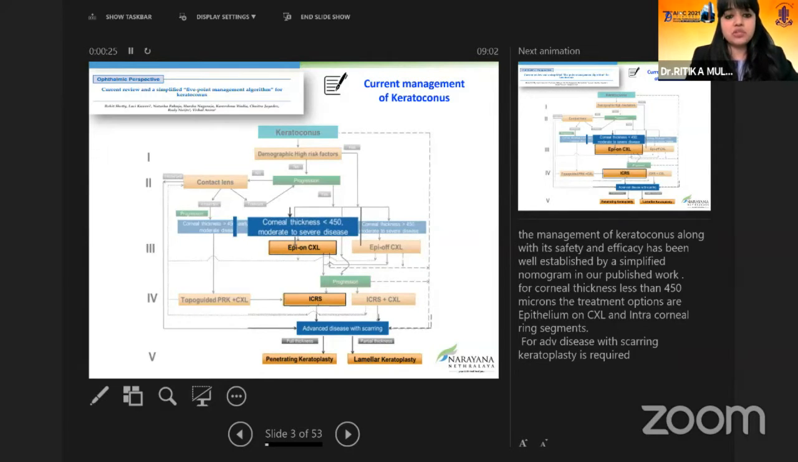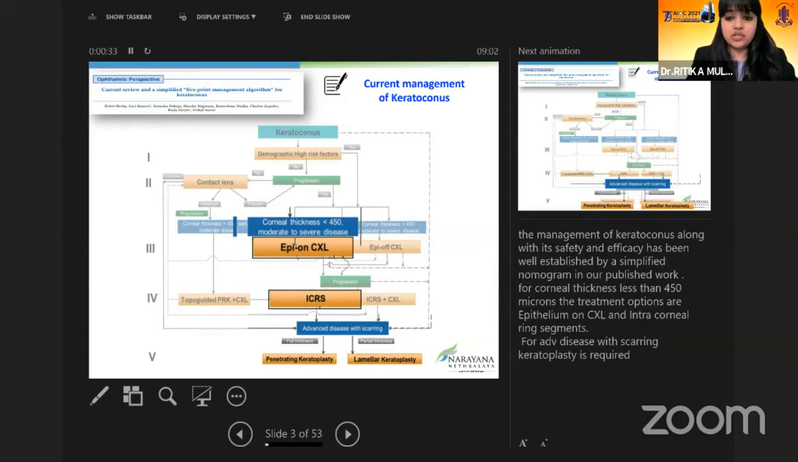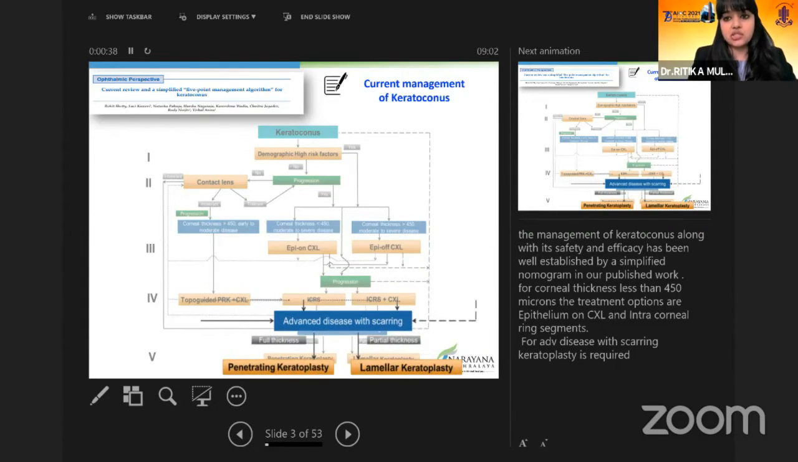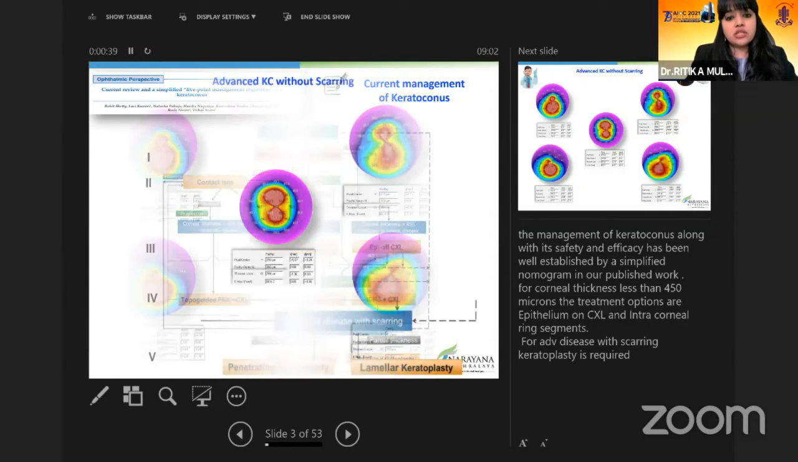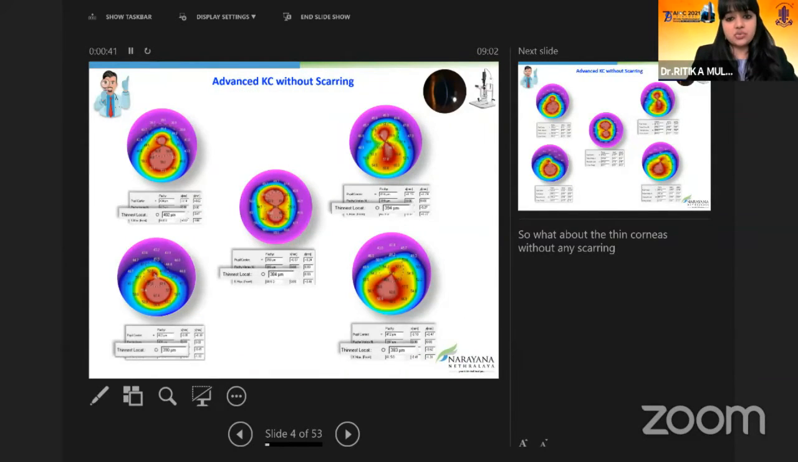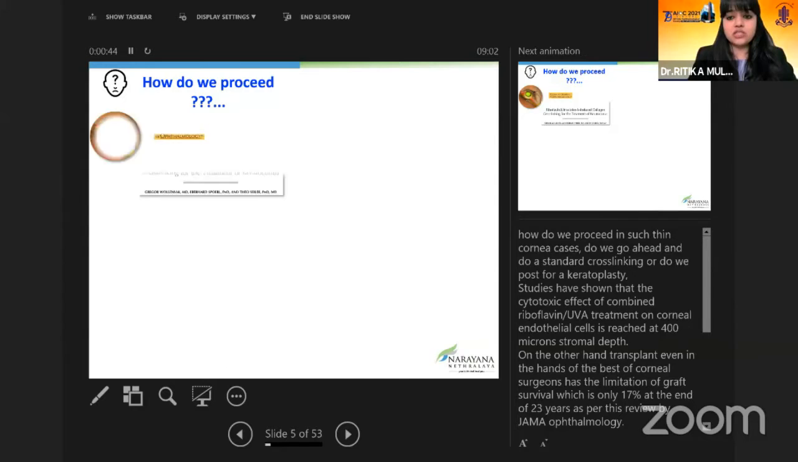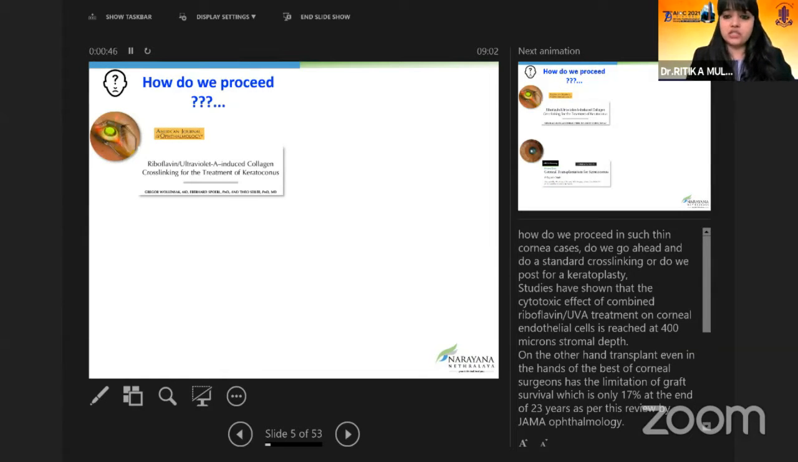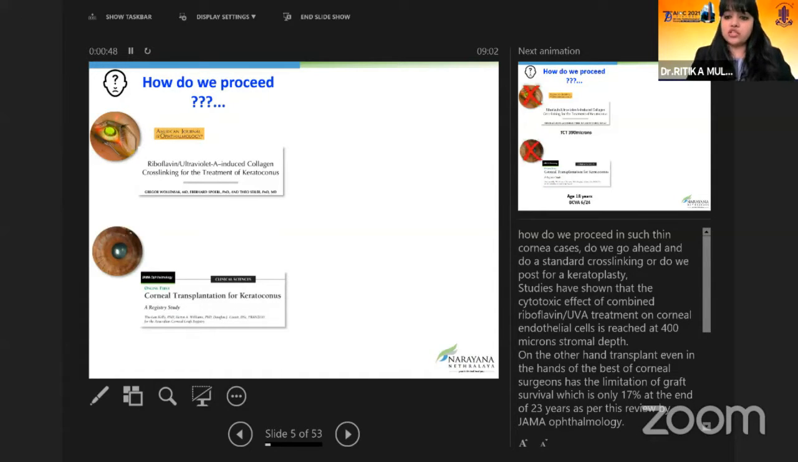So, what is the management commonly used for corneas more than 450 microns? We can go for epi-on CXL and/or intracorneal ring segments. For advanced disease or scarring, keratoplasty is required. So what about the thin corneas without scarring presenting to our OPDs? How do we proceed in those cases? Do we go ahead with a standard cross-linking, or do we post for a keratoplasty?